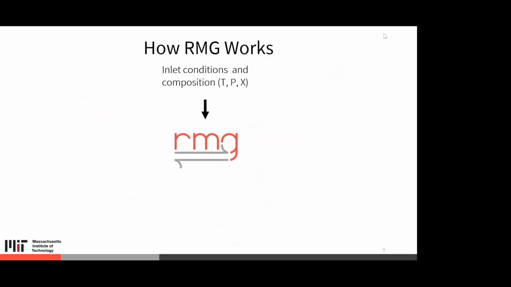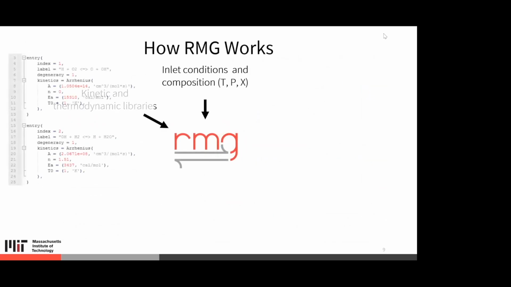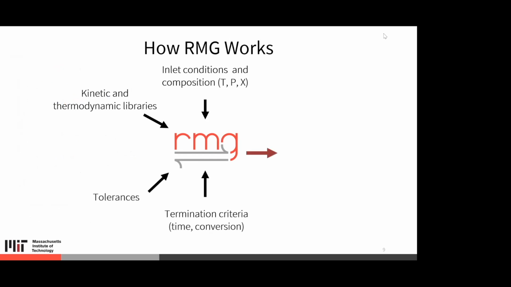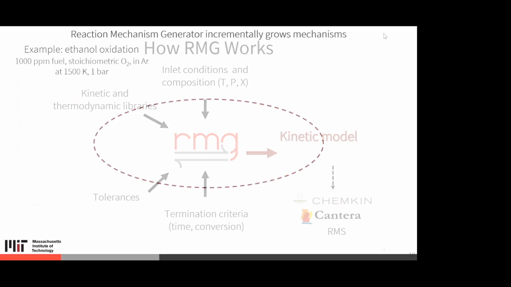Okay, how does RMG work? So you give it the inlet conditions, you give it some libraries, you give it the tolerances for your errors, you tell it when to stop, and you get a kinetic model. And then you can solve that kinetic model using tools in RMG, including RMS, or you can solve it by exporting the model and then feeding it into Chemkin or Cantera or other software.